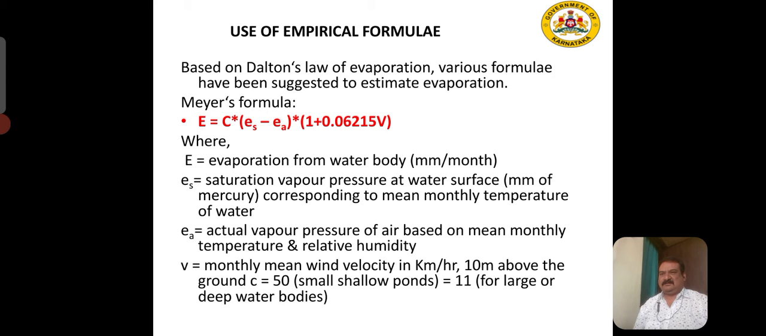So the empirical formula, that is Mayer's formula, E is equal to C bracket ES minus EA into 1 plus 0.06215 V. Capital E is evaporation from water bodies in mm per month. ES is equal to saturation vapor pressure. EA is equal to actual vapor pressure. V is equal to monthly mean wind velocity. This is Mayer's formula. We will see Rover's formula.